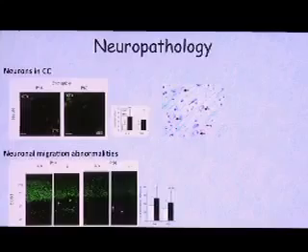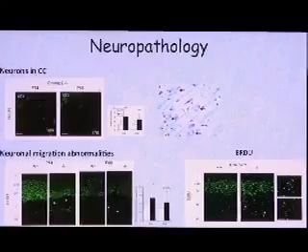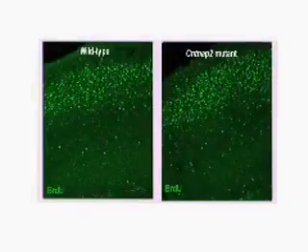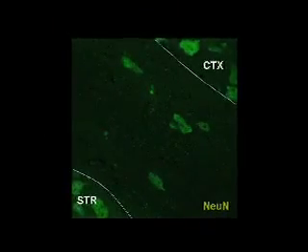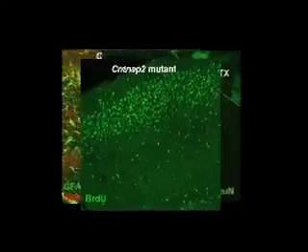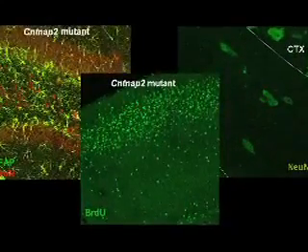In addition, neuronal birth dating analysis with BrdU injection at embryonic day 16 and analyzed at postnatal day 7 to study neuronal migration showed that a high number of neurons that were supposed to migrate to the upper cortical layers remained in the deep cortical layers in the mutant mice. And similar to the patients, we also found ectopic neurons in the corpus callosum. As you can see, the CNTNAP2 knockout mouse shows a disorganized brain structure.